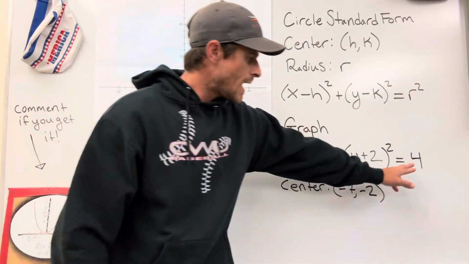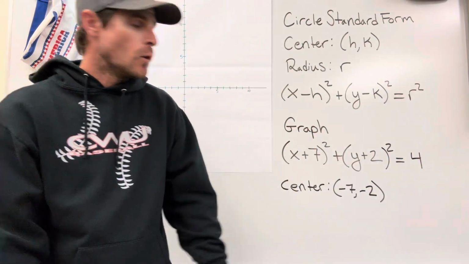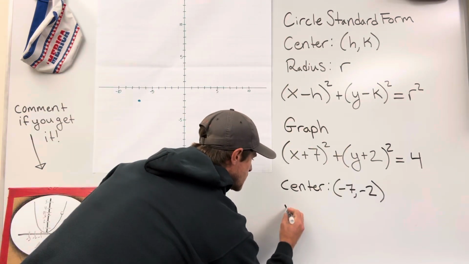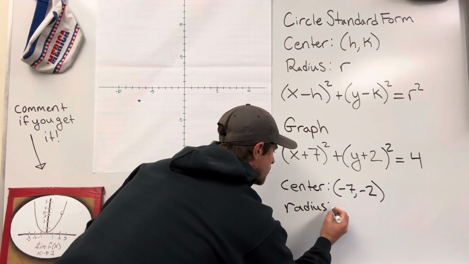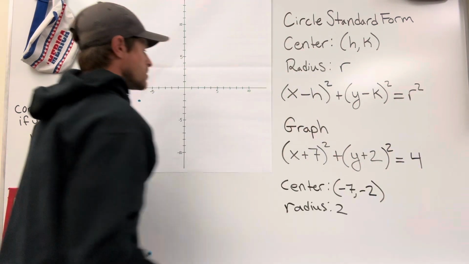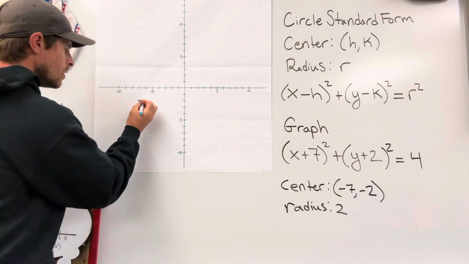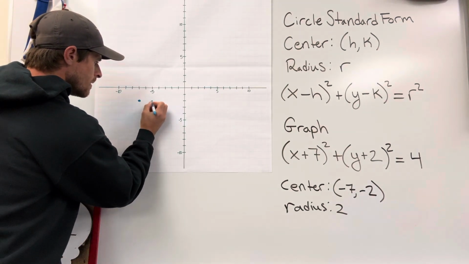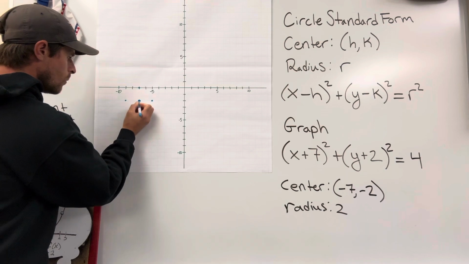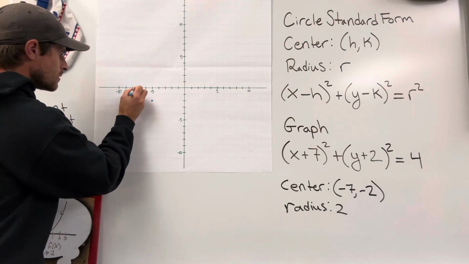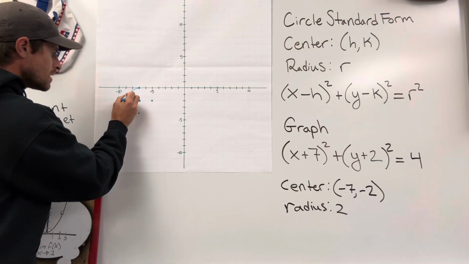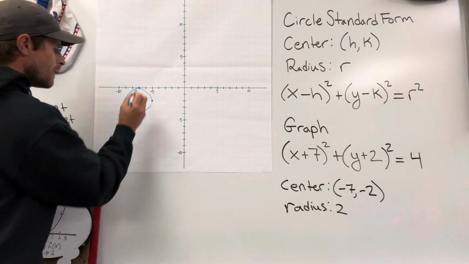So what you want to do with this value on the end is root it, right? What's the square root of 4? Square root of 4 is 2. So what we know now is that our radius is 2. How do I know that? Because when I take 2 and I square it, I get 4. So radius is 2, meaning I need to go 1, 2 to the right, 1, 2 up, 1, 2 to the left, 1, 2 down, and then I can connect those dots and have my circle. So my circle would look something like that.